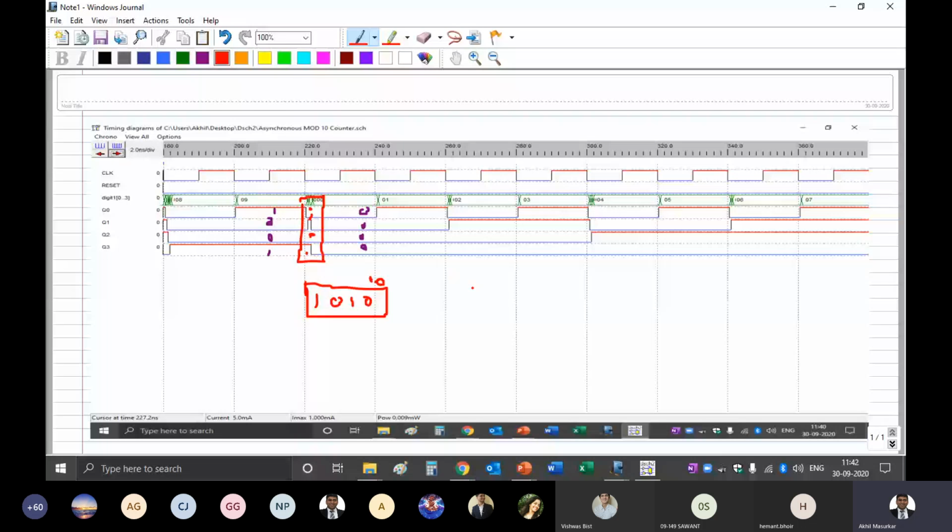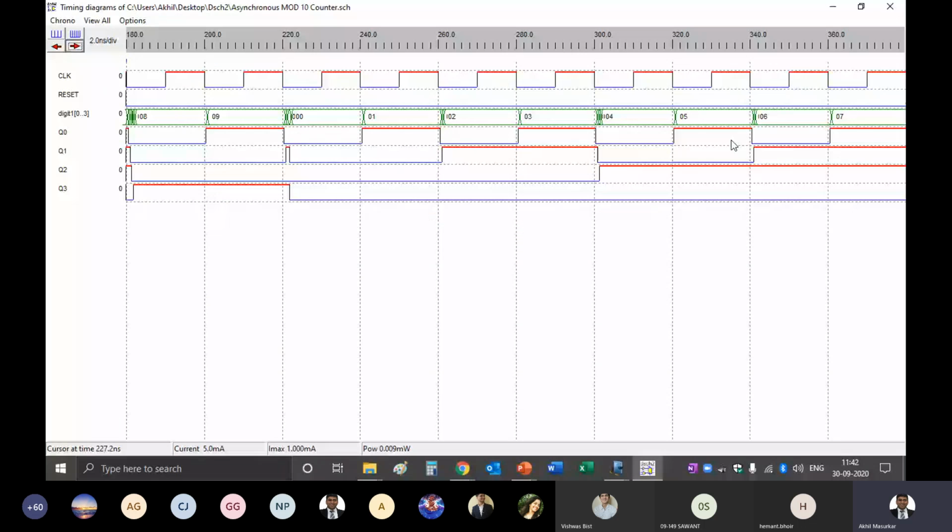So this is the problem of this counter, that it goes into an unwanted state for a very small time and causes something called a glitch. This is the glitch. This is called as the glitch problem. Anyways, so you can start copying it.